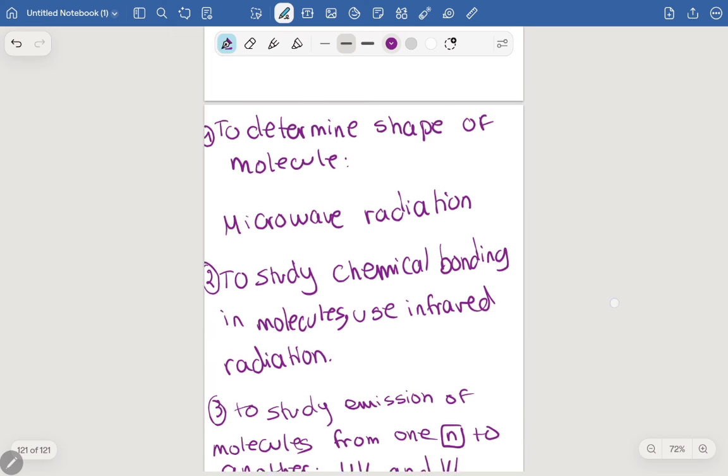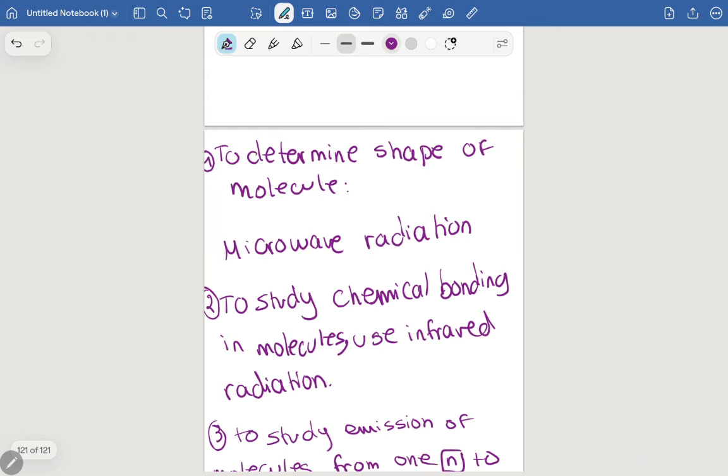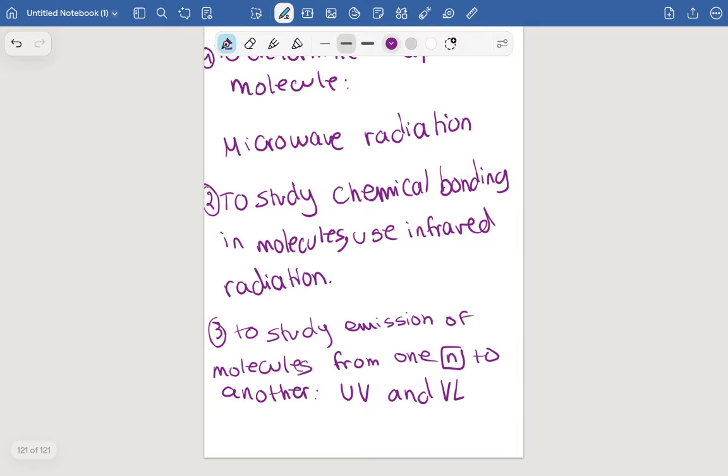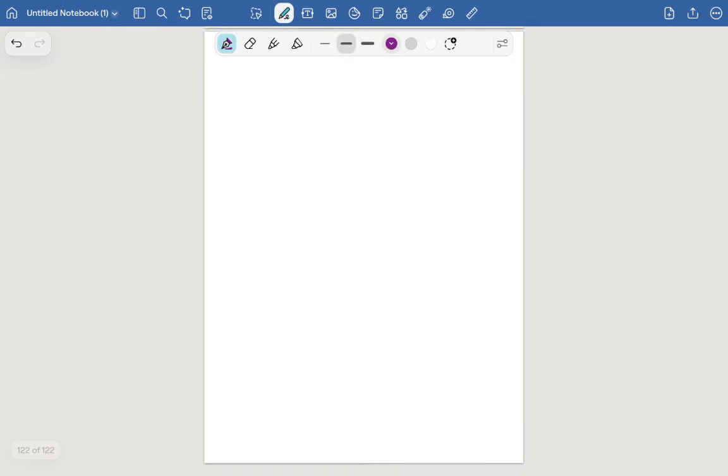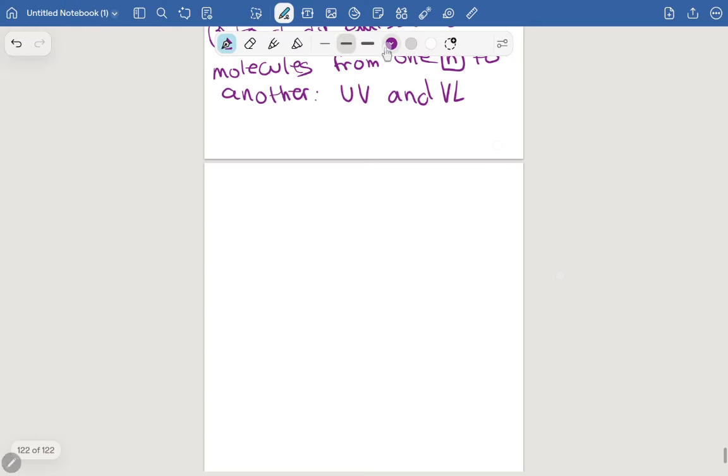So 3 important waves to know. Microwave radiation, it's used to determine the shape of the molecule. To study chemical bonding in molecules, we use infrared radiation. And to study the emission of molecules from one energy level to another, we use ultraviolet and visible light. Now, as we continue throughout the chapter, they start talking about the shape of the molecule and how do we discuss and determine the shape of a molecule.